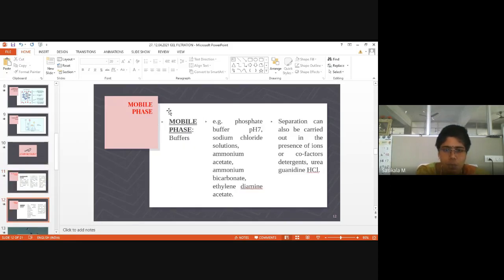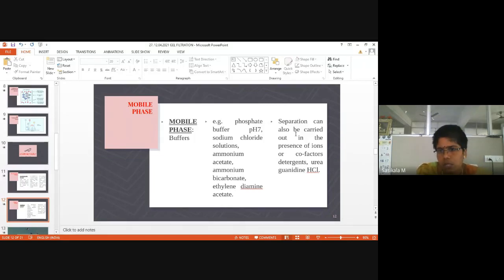Next we'll move on to the mobile phase. Mobile phase is nothing but buffers. An example of a buffer used is phosphate buffer of pH 7, and other buffers are sodium chloride solutions, ammonium acetate, ammonium bicarbonate, and ethylenediamine acetate. So these are all mobile phase buffers that can be used for gel permeation chromatography. What is the mobile phase? It is similar to ion exchange chromatography, where also we have used buffers. Here also we are using buffers.